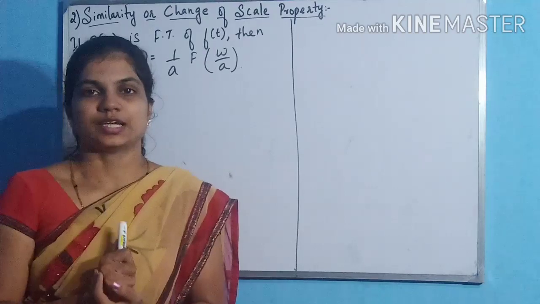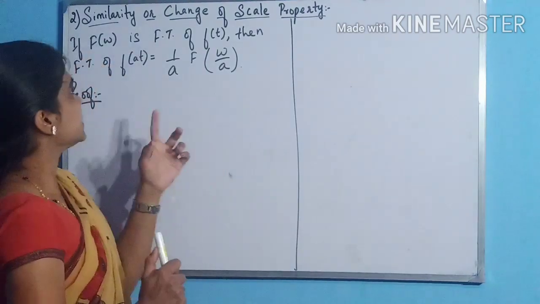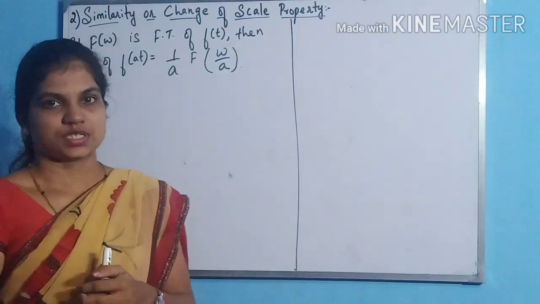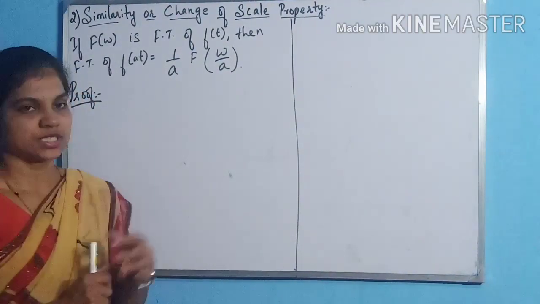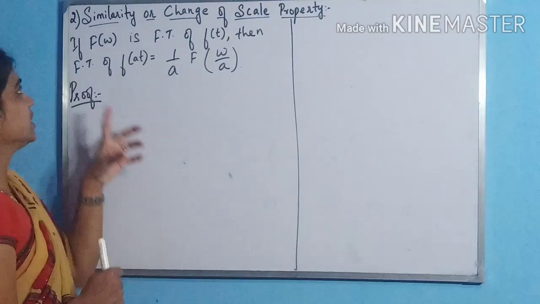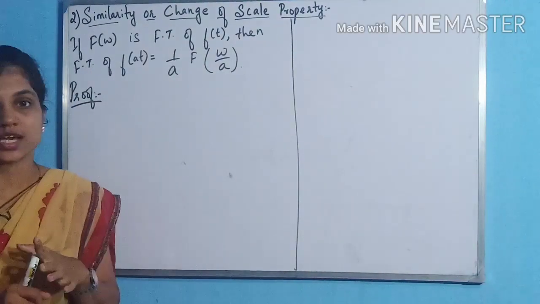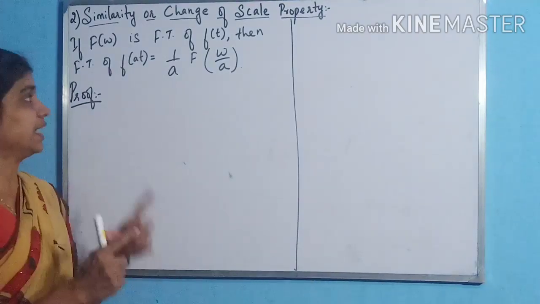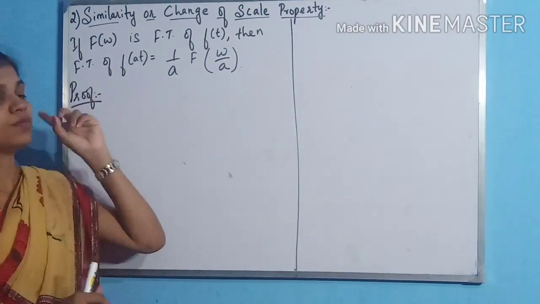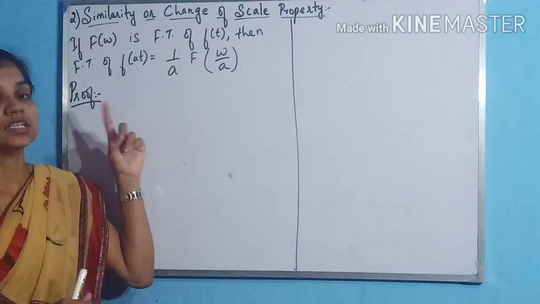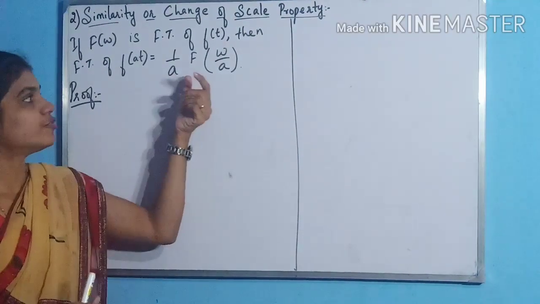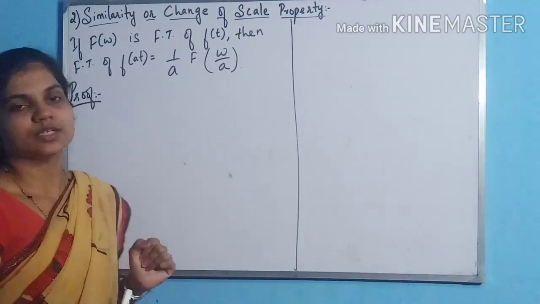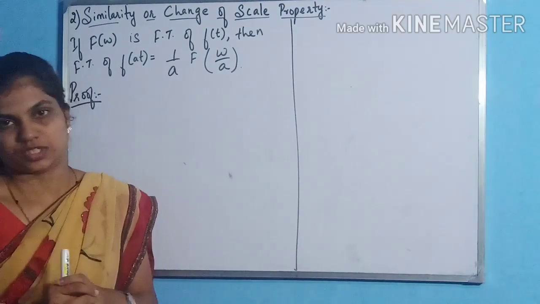Now the second theorem is the similarity or change of scale property. The property states that if F of omega is the Fourier transform of f of t, then the Fourier transform of f of at is equal to 1 by a F of omega by a. So again we start the proof by defining the Fourier transform.